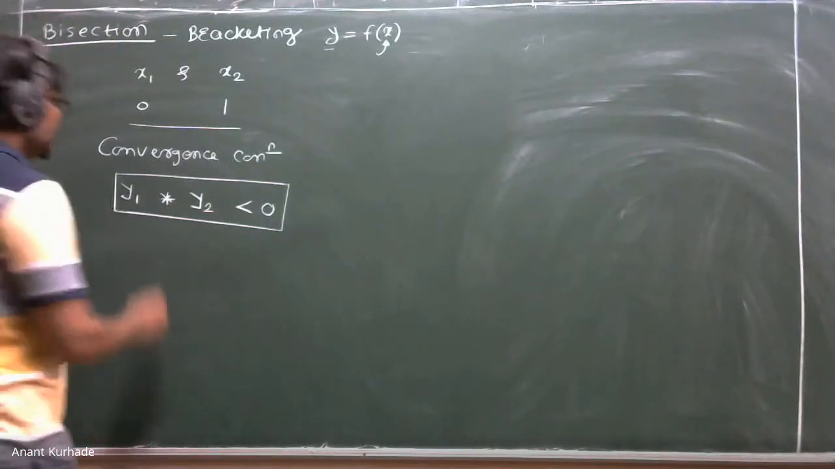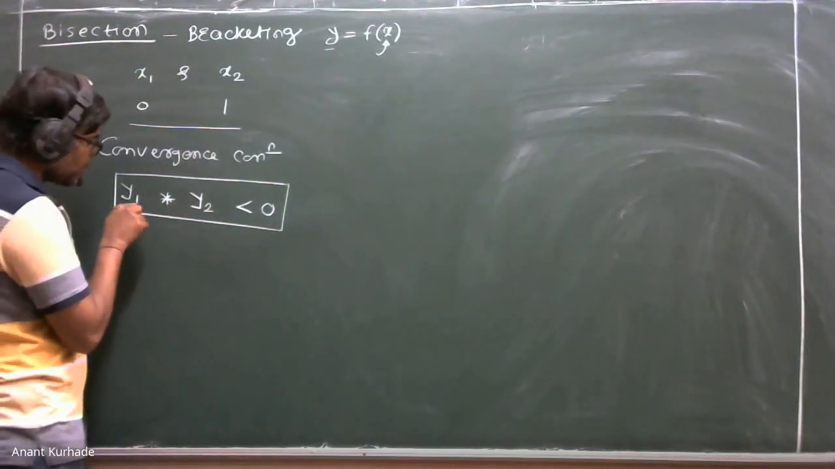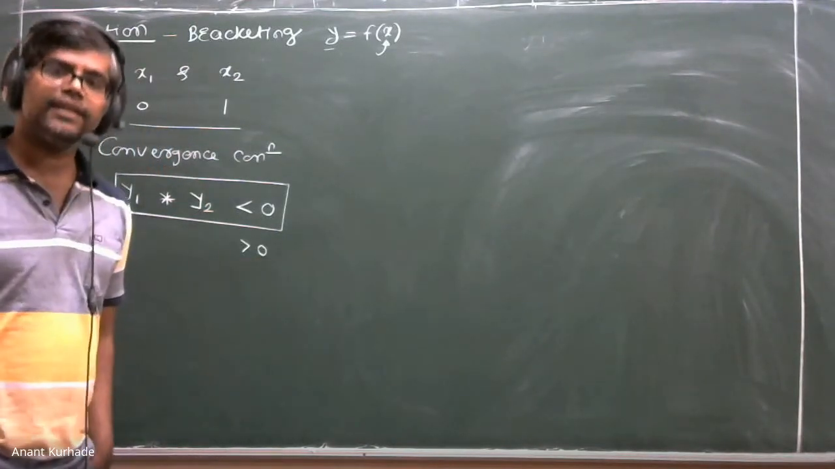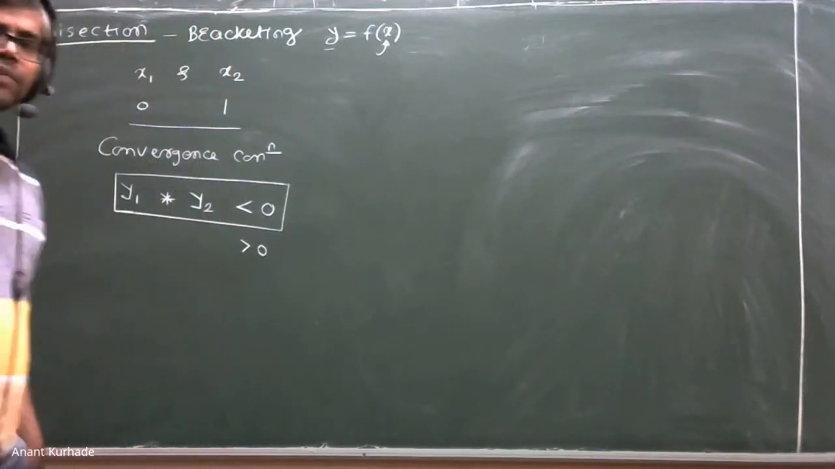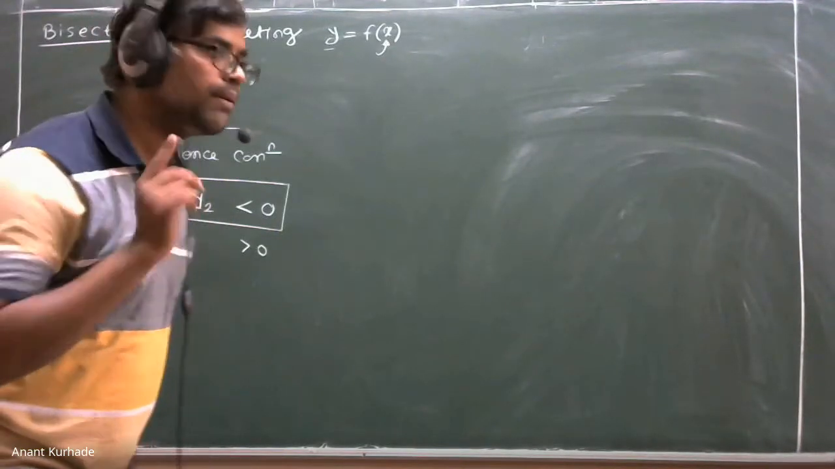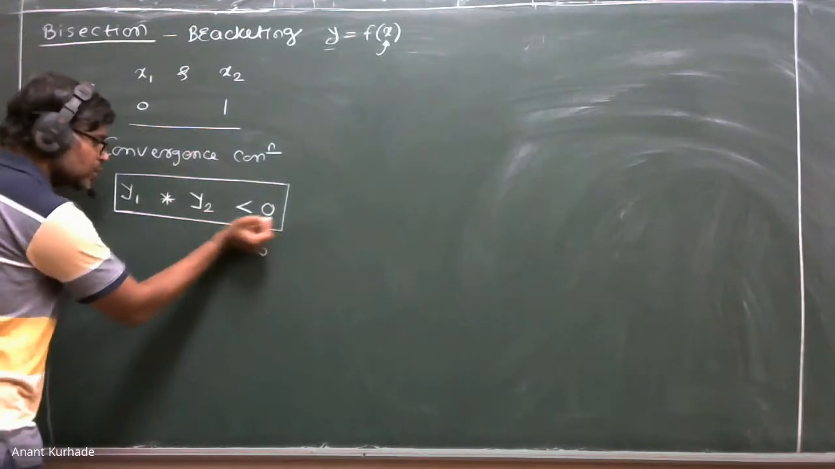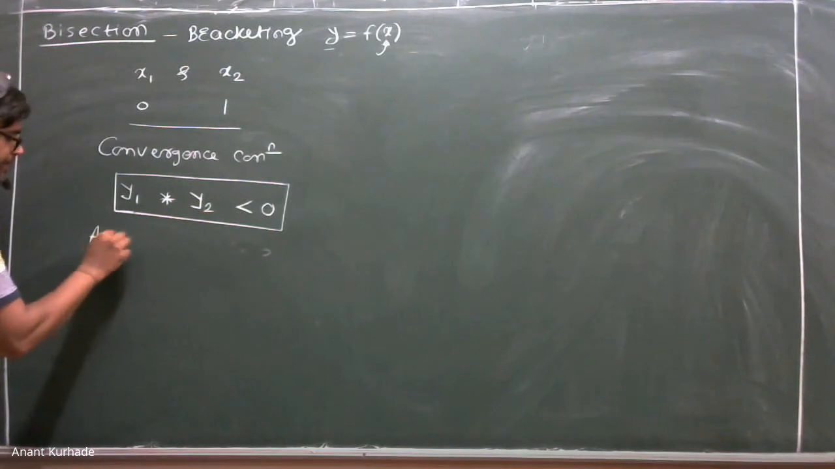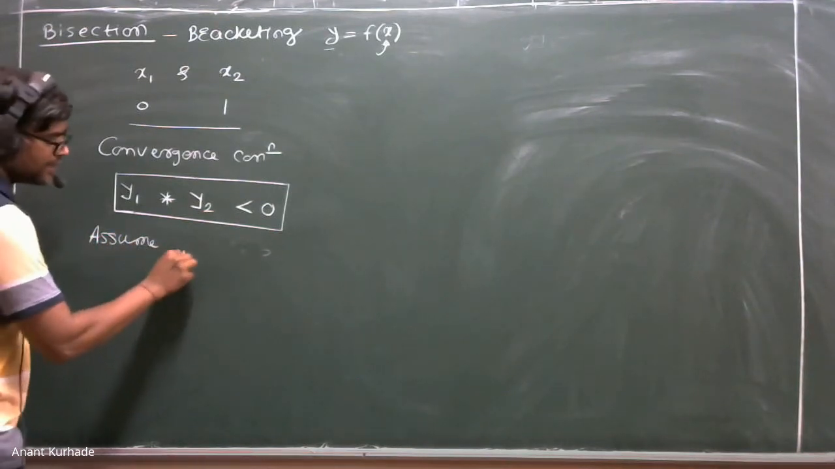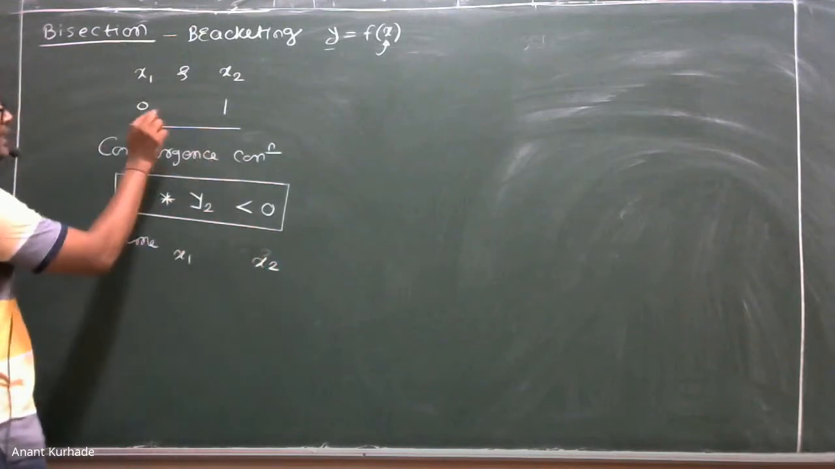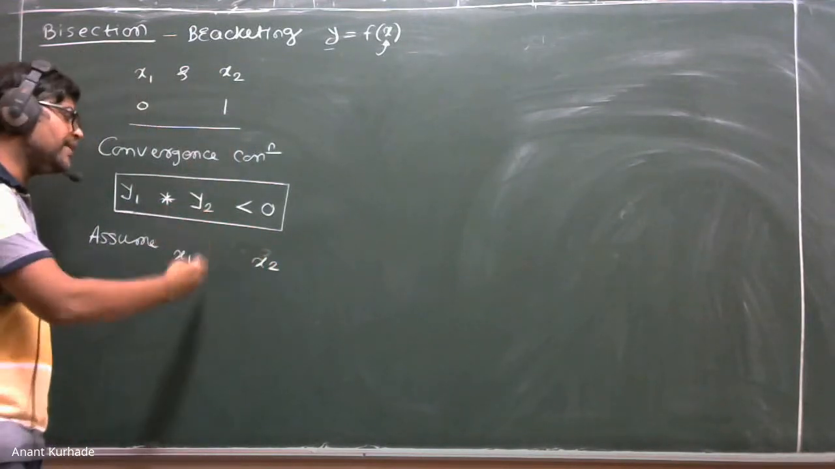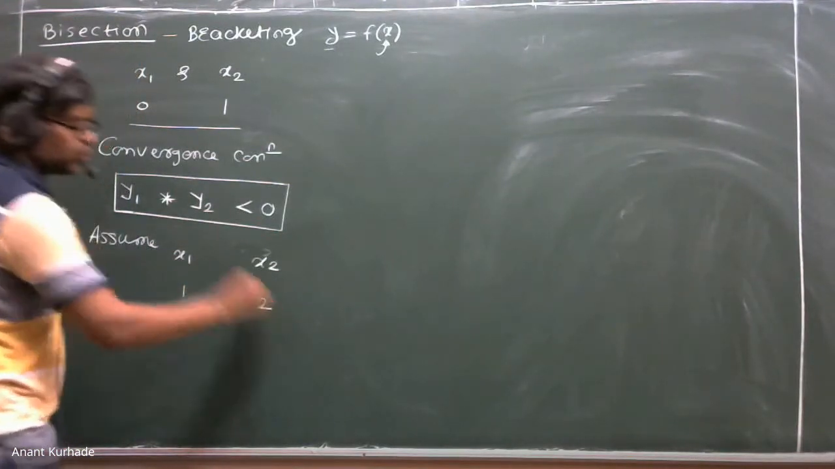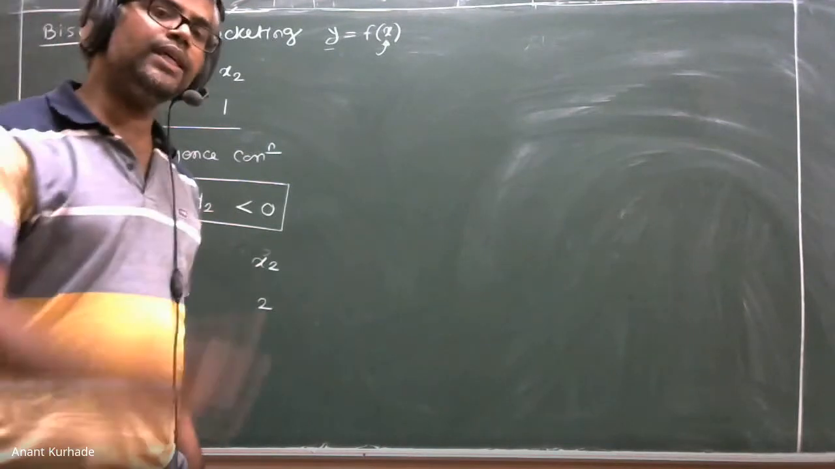Now, if we find the product of y1 and y2 is greater than 0, then we can say the assumed guesses are not correct. Remember, so it is required to assume new initial guesses x1 and x2. Initially we took 0 and 1 and it failed to satisfy the convergence condition. Then you can start with 1 and 2. That means x1 is 1, x2 is 2.